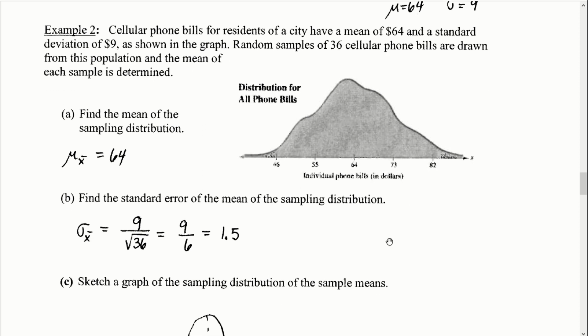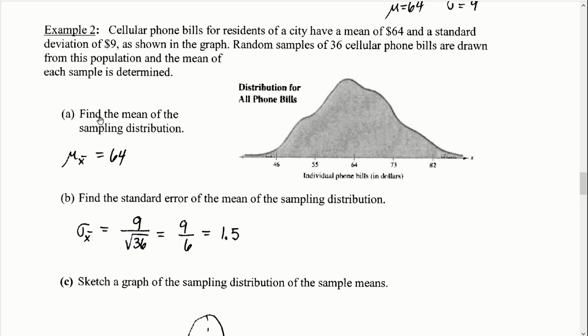Let's take a look at example 2. In example 2, they say that cellular phone bills for residents of a city have a mean of 64 and a standard deviation of 9, as shown in the graph. So we look at this graph. They tell us that it's a mean of 64, standard deviation of 9. We're going to randomly select samples of size 36, and from this we're going to create the sampling distribution.